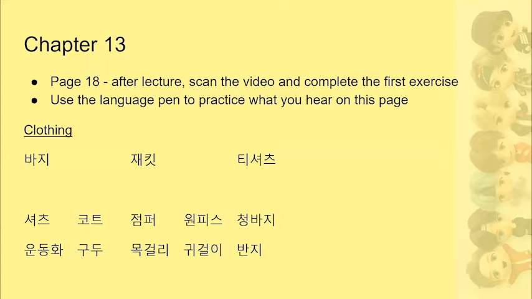Next we have 목걸이, which is necklace. And then 귀걸이, which is earring. And then 반지, which is ring.